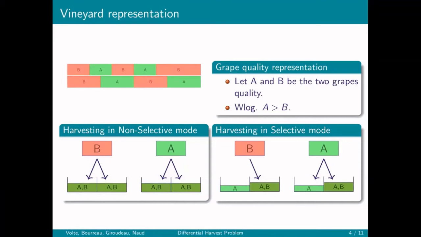But in selective mode, the B grapes can only be harvested in one of the two hoppers, and the A grapes can be harvested in both hoppers, but we want to harvest them separately, so we only consider A grapes to be harvested in the hopper with the B grapes only when the first hopper is full. So we do not want to corrupt A grapes with B grapes.